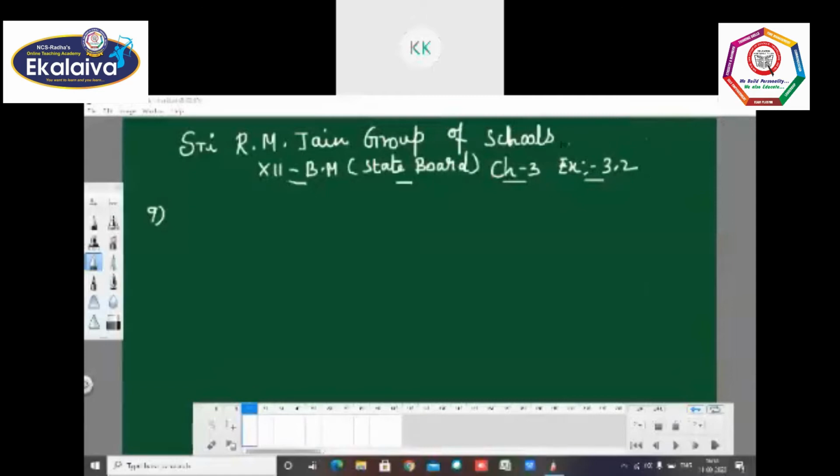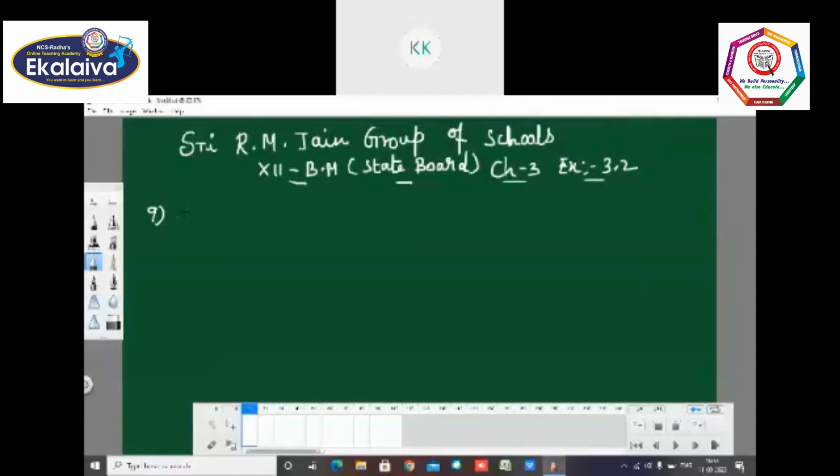This is 12th standard business maths, chapter 3, exercise 3.2, ninth sum. Determine the cost of producing 200 air conditioners if the marginal cost per unit is C dash of x equal to x square by 200 plus 4. See your book. Read the question.